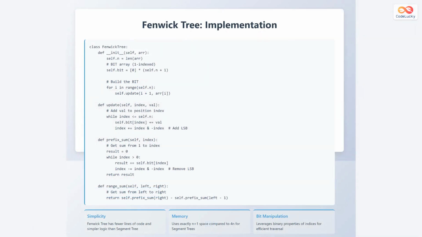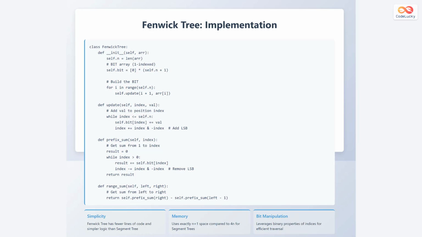Now let's examine the implementation of a Fenwick tree. We define a class called Fenwick tree. In the init method, we initialize the Fenwick tree with the input array. We store the length of the array as n and create a bit array of size n plus 1, since Fenwick trees are 1-indexed. We then build the bit array by iterating through the input array and calling the update method for each element.